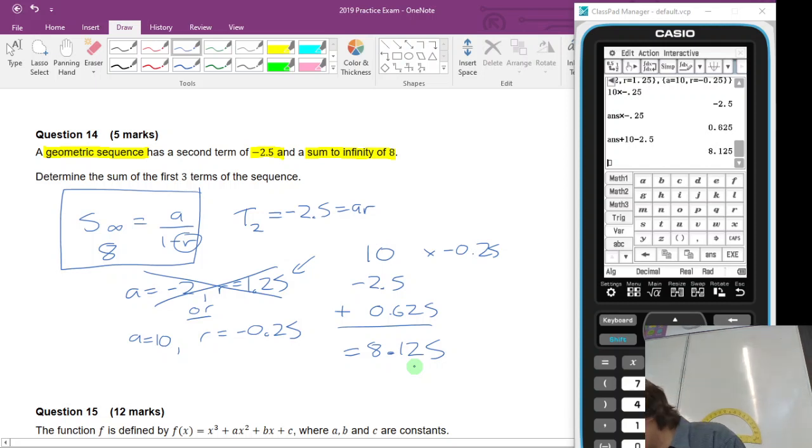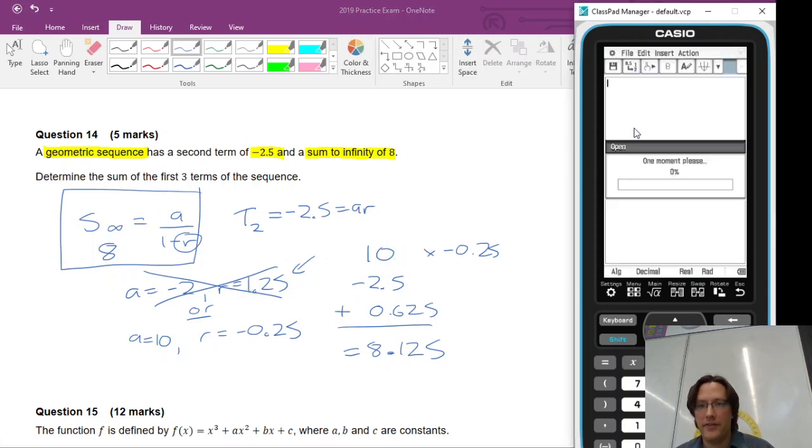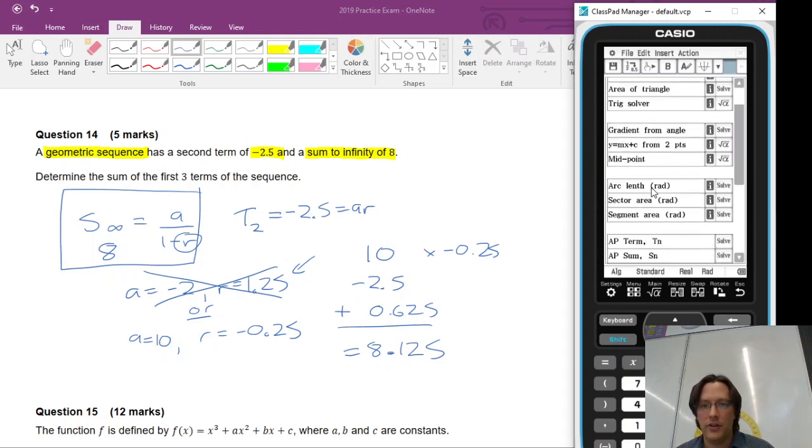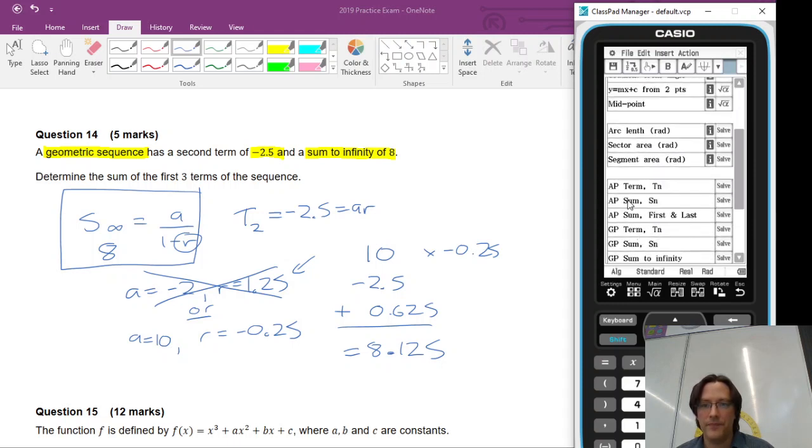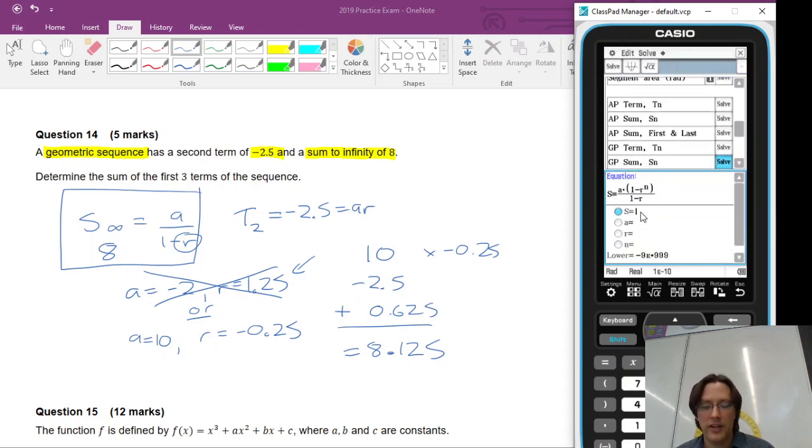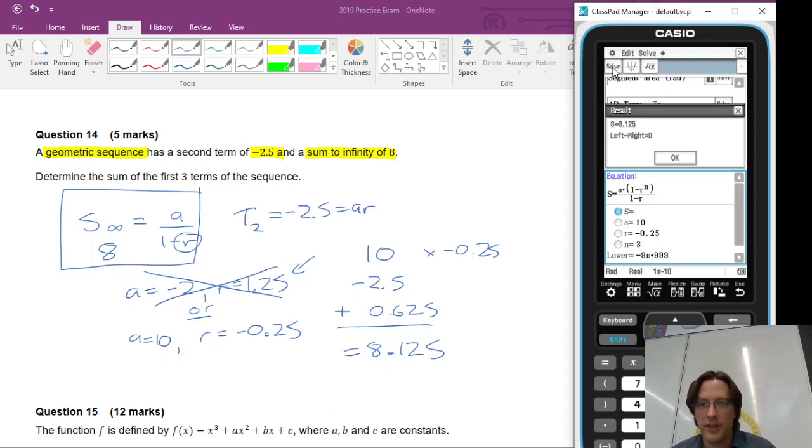I'm just going to double check the answers. Yep, that's all correct. You could have used the equation as well. The ClassPad does have a nice little e-activity that solves for a geometric progression sum. We start with 10, our ratio is negative 0.25, and the number of terms is 3. Let's find out if that gives us the same answer.